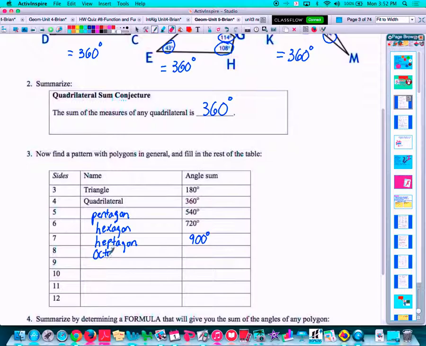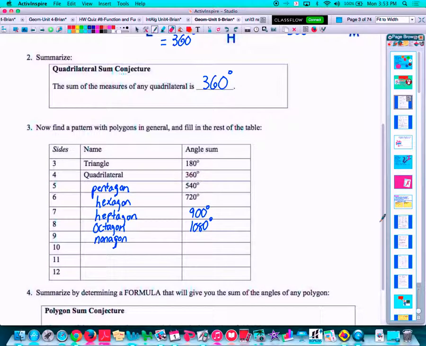Octagon adds up to 1080 degrees. Nonagon, you'll be responsible for knowing all of your polygons up through at least 12. Usually we stop at 12 in terms of what we are referring to, at least by memory. So that would be 1260 degrees, 1260. 10-sided, decagon. Decagon, total angle sum, 1,440 degrees.